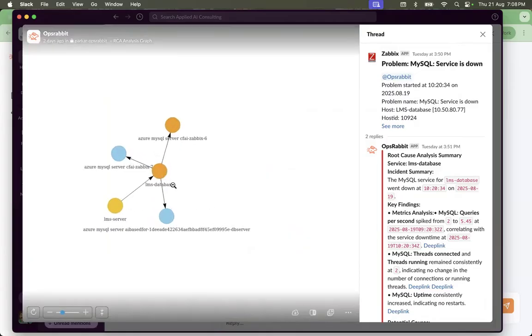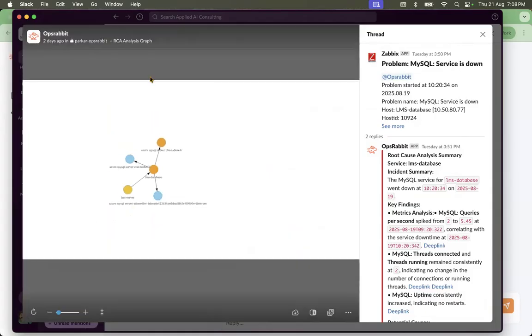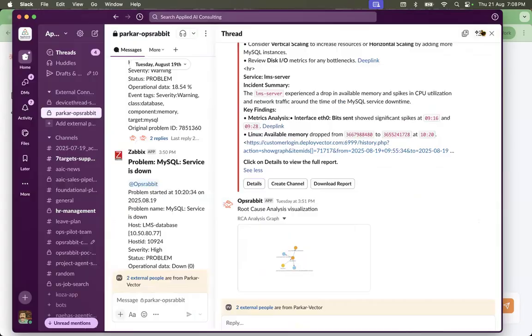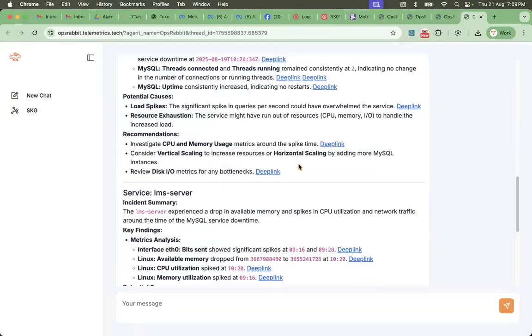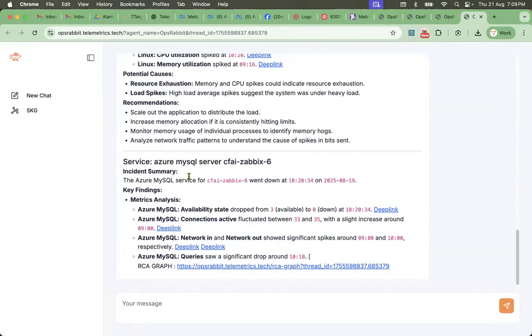Okay, the database, the Azure MySQL servers, correct? It shows all of these details. So for a new person, this is really very nice. He doesn't need to understand exactly how the app is deployed. But if you want to see the full details, you click on this details button, and then it goes through all the details, the metrics, and here you can also see the exact RCA graph.